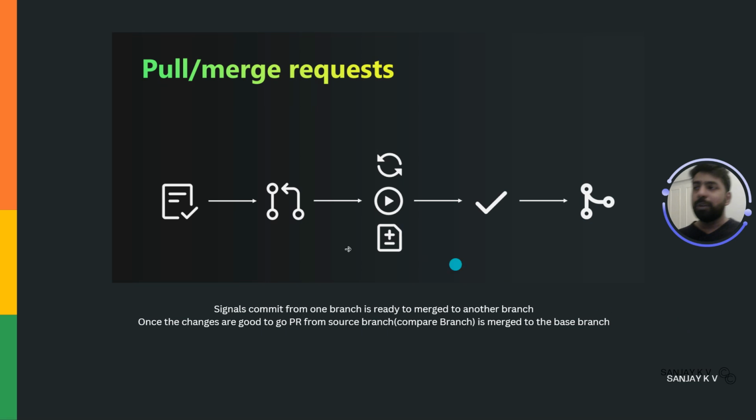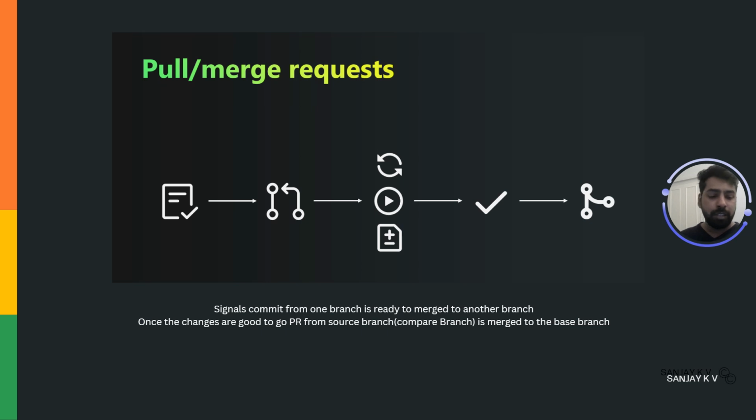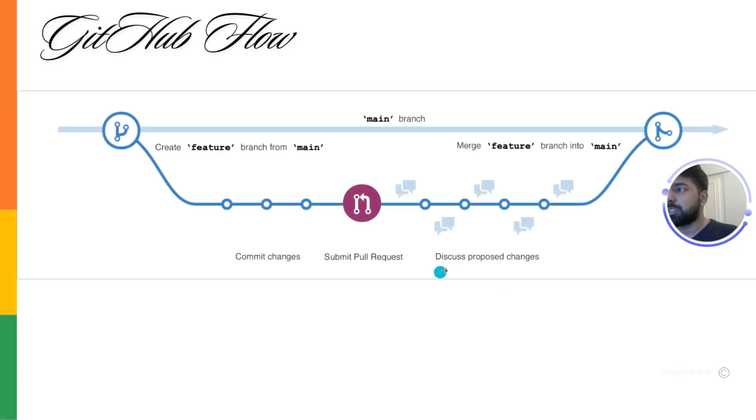All right, now let's understand pull and merge requests. A pull request signals commits from one branch. It basically signals that this particular commit is ready to merge into another branch. Once the changes are good to go from one branch to another, from the compare branch to the base branch, they are changed in the remote or central repository. That's basically the main idea of GitHub.